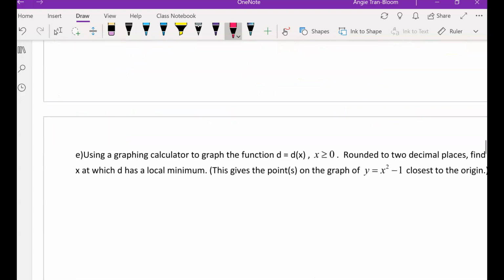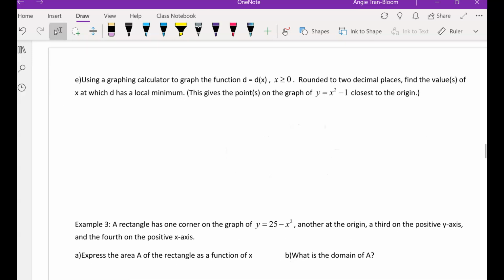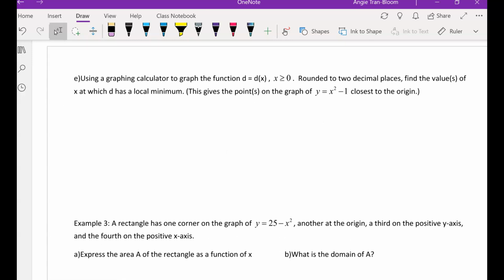Now let's use a calculator to help us out. Using the graphing calculator to graph the function d equals d of x. What do I mean by that? What's d equals d of x? Is what function? Did we find that already? Where did we find that? What part of the problem was that function in? Part A. All right. So go to y equals in your calculator. Find part A. Punch in that equation itself.